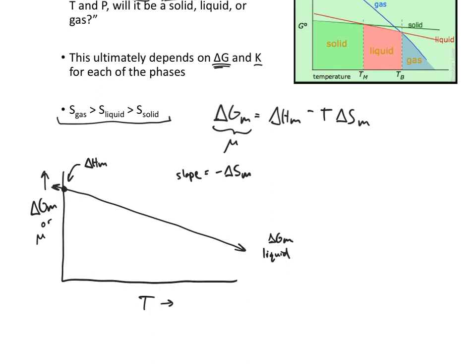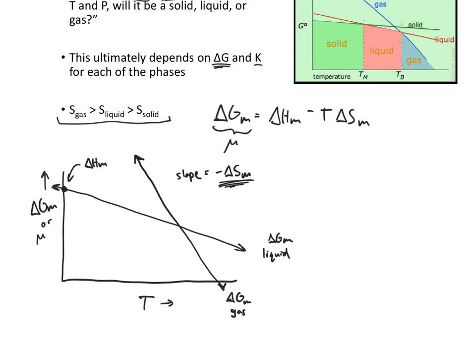So if we were to now plot a different phase, say the gas phase, we're going to have a slightly different line. And it's going to be a steeper line because the molar entropy of the gas phase is going to be a larger value. So there's delta GM of the gas, and it's going to have a different enthalpy as well. And I'm just sort of putting this line fairly arbitrarily at this point.